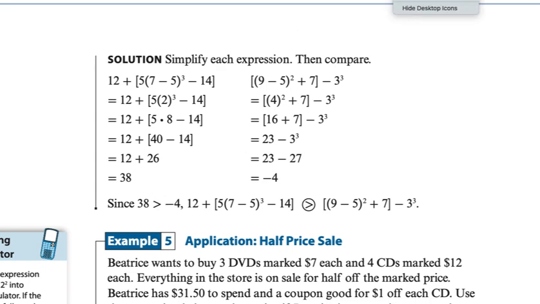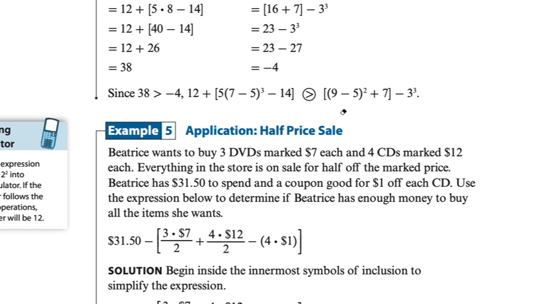Good. Let's look at example 5. So in example 5, we've got Beatrice who wants to buy 3 DVDs marked at $7 each and 4 CDs marked at $12 each. Everything in the store is on sale for half off the marked price. Beatrice has $31.50 to spend and a coupon good for $1 off each CD. Use the expression below to determine if Beatrice has enough money to buy all the items she wants.